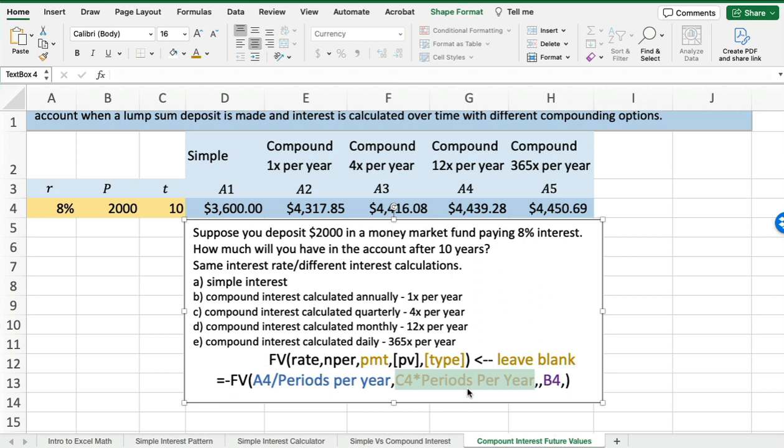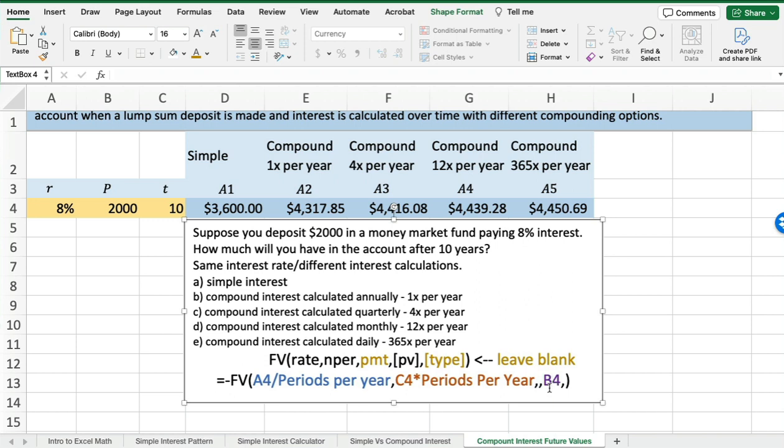So basically, if it's getting compounded monthly, then how many times do you get interest calculated over 10 years? Well, if it's 10 years, then that would be 10 times 12, which is 120 total periods or compounding periods. And then I want you to notice that there are 2 commas here with nothing in between because we're leaving the PMT argument blank.